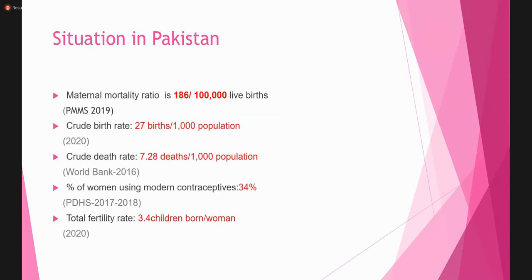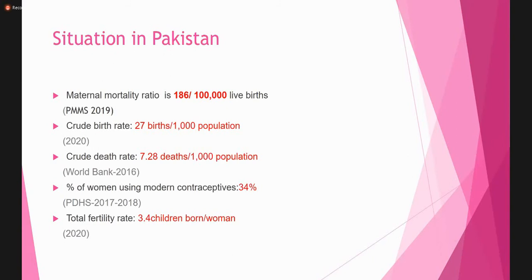Now the situation in Pakistan. These are the latest figures given in the Pakistan Maternal Mortality Survey in 2019. We have a maternal mortality ratio of 186 per 100,000 live births in Pakistan. The crude birth rate is 27 births per 1,000 population. Crude death rate is 7.28 deaths per 1,000 population. The percentage of women using modern contraceptives is 34%. And the total fertility rate is 3.4 children born per woman.